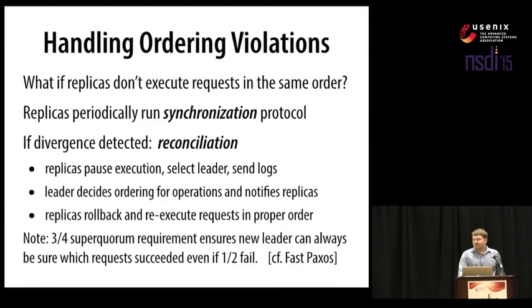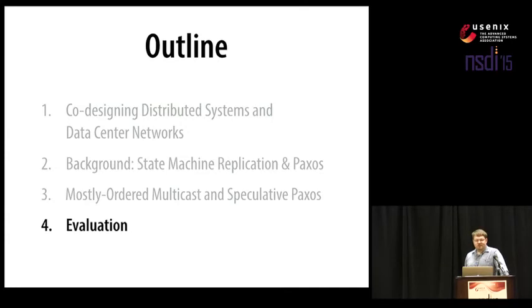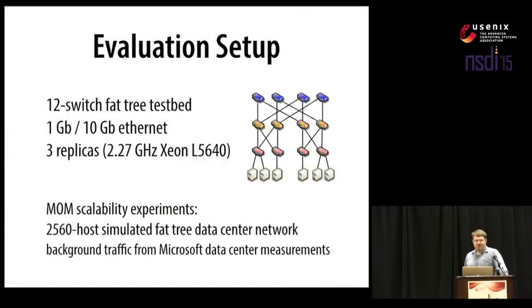So finally, I want to talk about the performance of this approach. We evaluated this primarily in our local testbed, where we built a simulated data center network using a 12-switch fat tree topology. The client ToR links are 1 gig Ethernet, and the core links are 10 gig. And we're running three replicas and a group of clients. These are servers that are 4 or 5 years old. And for scalability experiments, we also used a simulator that implements a 2,500 host, 119 switch data center network, and uses a traffic model based on measurements of Microsoft's data centers.